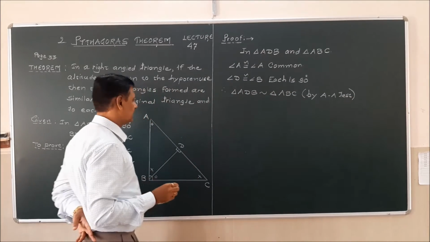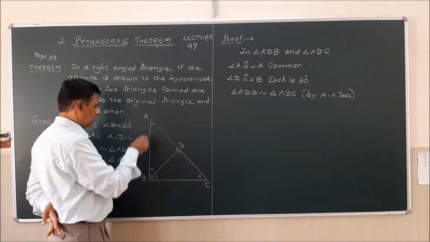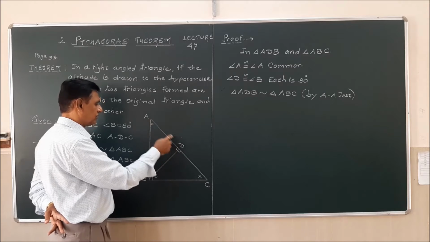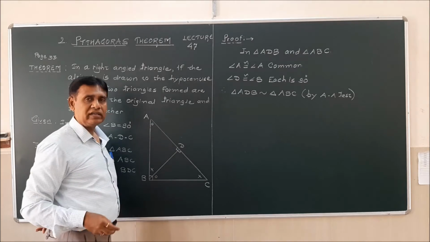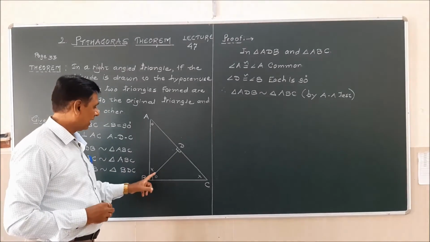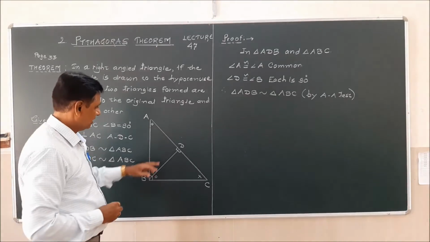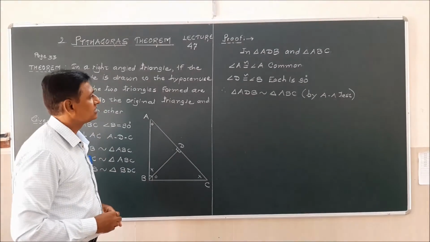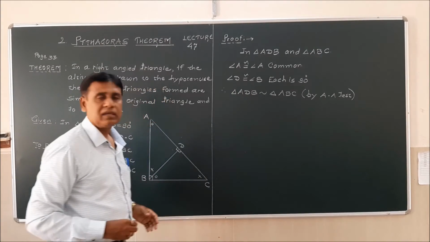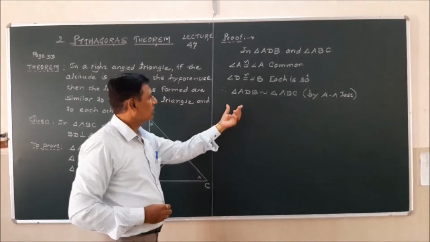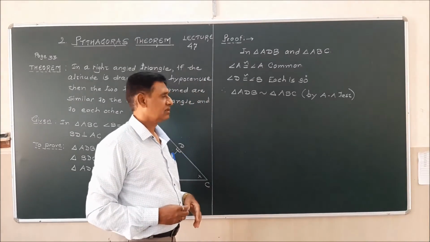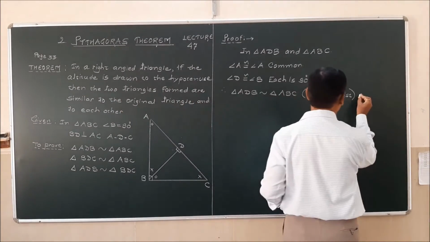Very simple to understand this concept. Angle A is an angle of triangle ABC as well as an angle of triangle ABD. Therefore, A is a common angle. Next, you will find angle ABC, the whole angle ABC, which is 90 degrees, is also congruent with angle D, which is also 90 degrees. So angle D is congruent with angle B, which is 90 degrees, and therefore triangle ADB is similar to triangle ABC by AA test. I am going to label this as result 1.